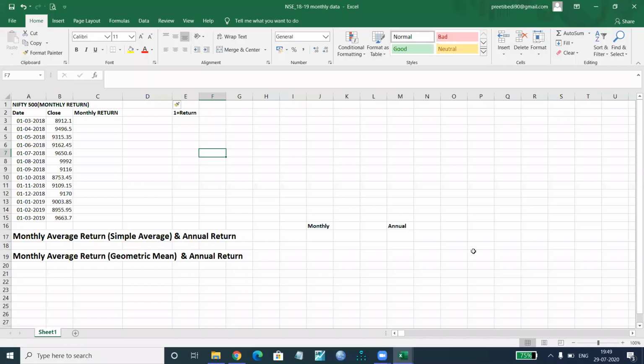Hello everyone. Today we are going to understand how to calculate the stock market monthly return using both simple average, that is arithmetic mean, and geometric mean.